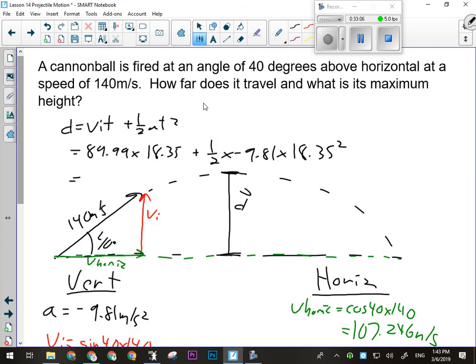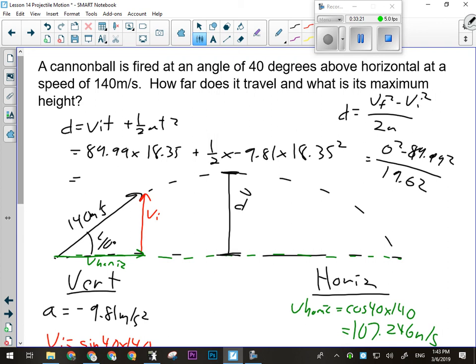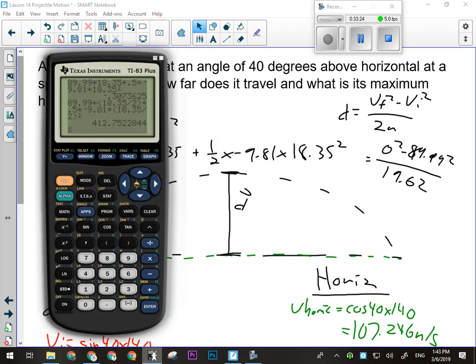The other way is to do it like this. D equals VF squared minus VI squared over 2A. So we're looking at 0 squared minus 89.99 squared divided by 19.62. We should get a similar number there. So 89.99 squared. All right, pretty much the same number, 412.7522. Again, that's because I rounded off and didn't use the full number. If I'd used the full number, I would have got exactly the same answer both ways. Everybody all right with that?